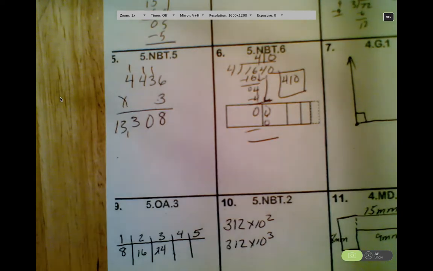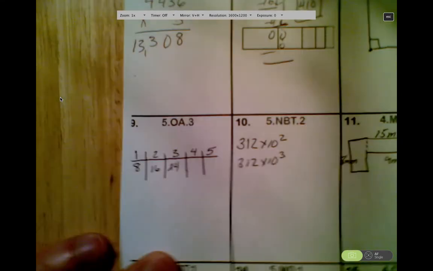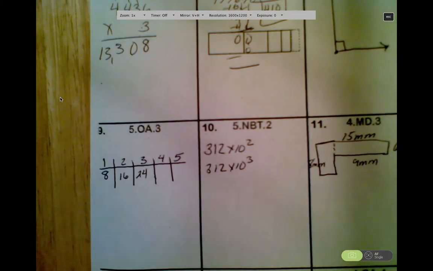Number 9. Let's see. Mabel is learning to knit. Each day she can do more stitches per minute. If the pattern continues, how many stitches will Mabel do per minute on day 4 and 5?